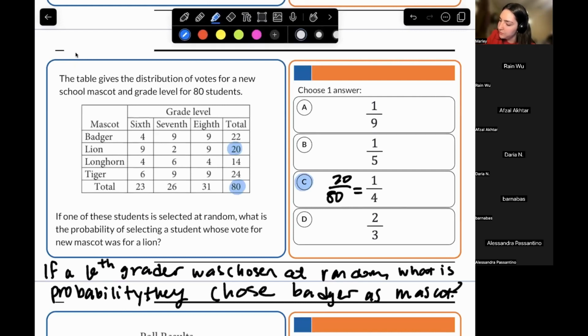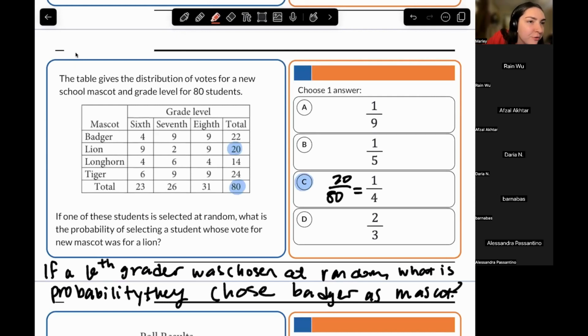Let me use a different color highlighter. We're getting a few mixed answers for the second question that I posed. I'm saying if a sixth grader was chosen at random, what's the probability that they chose Badger as a mascot? So our denominator now would be the number of sixth graders because we're choosing out of only sixth graders. So we can only pick out of the sixth graders. Our denominator is 23. What's the probability they chose Badger as mascot?